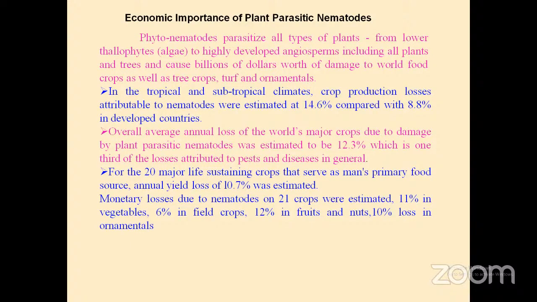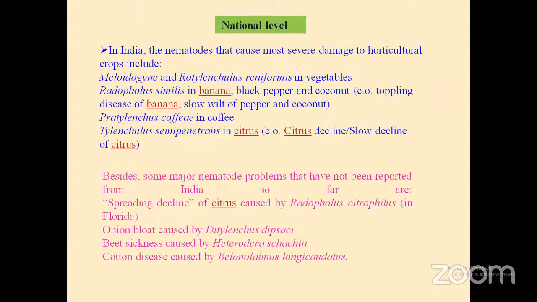Earlier these nematodes were there, but nowadays, because of the commercialization of agricultural practices and the availability of different inputs, the pathogens are one by one taking their own share. Now nematodes account for nearly 10% as a major threat to agricultural production. At the national level, the damage to horticultural crops is caused by Meloidogyne, which we call root knot nematodes, Rotylenchulus, and Radopholus in banana. These are the major genera causing damage, especially to horticultural crops.